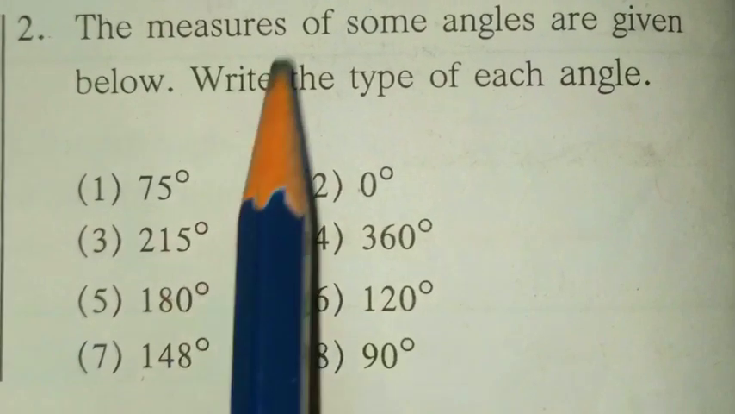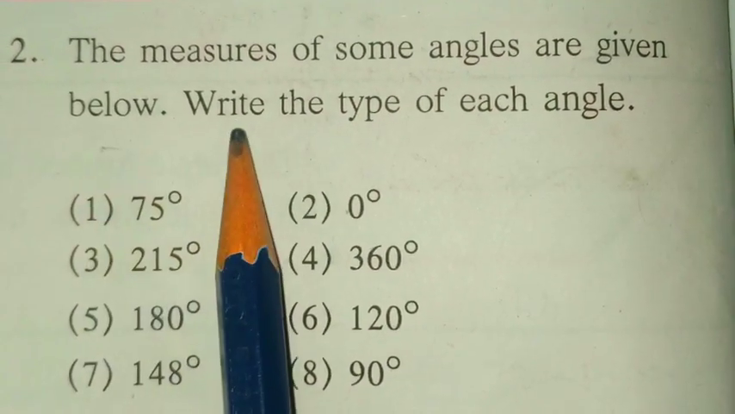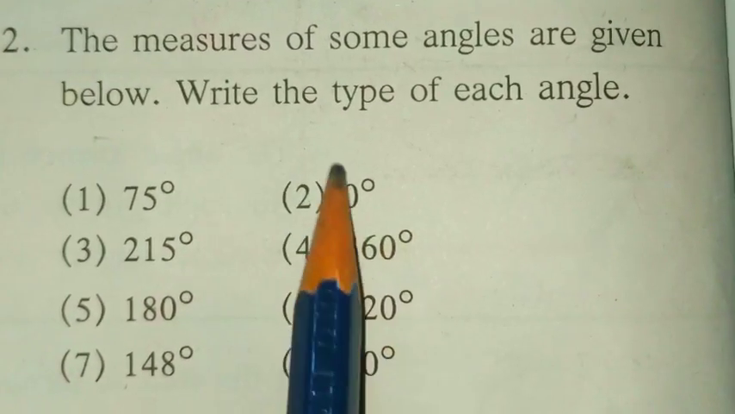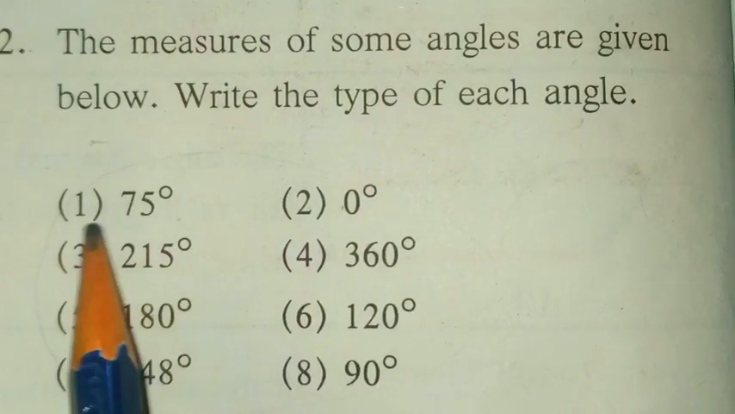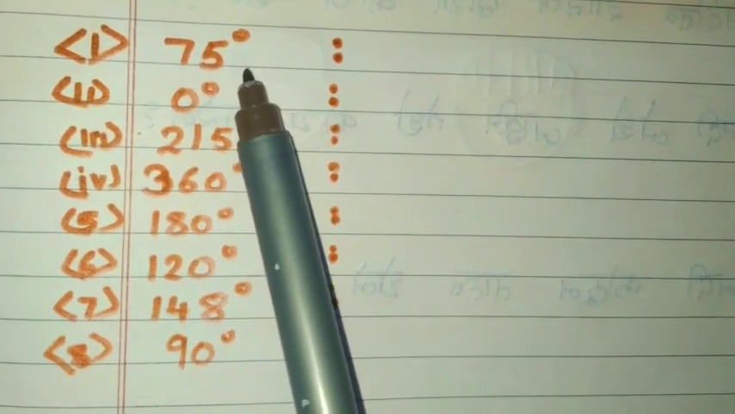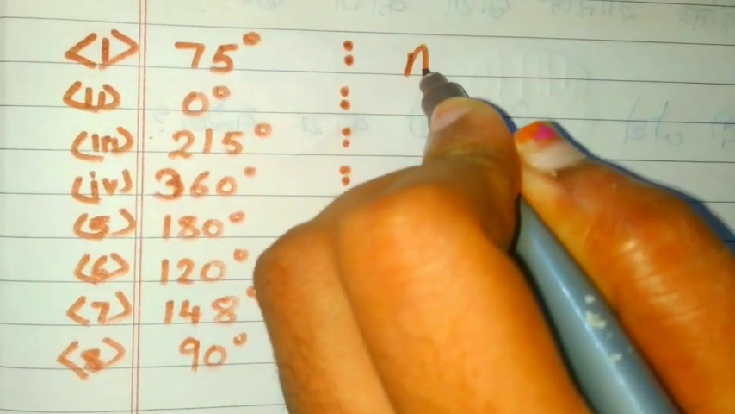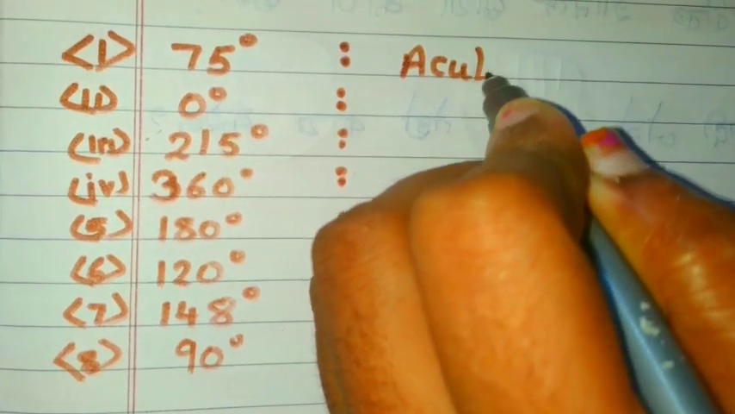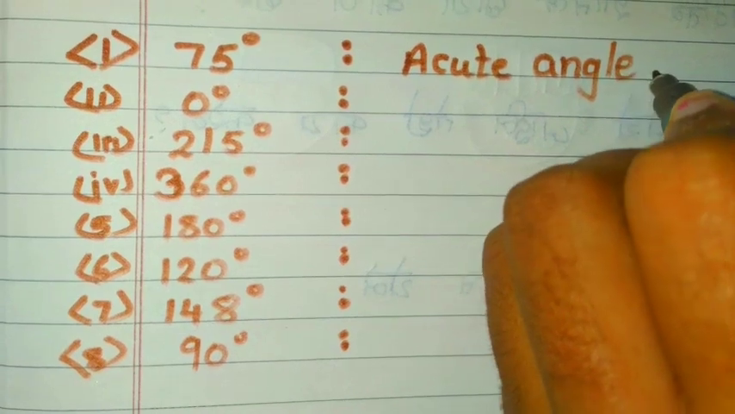Question number 2. The measures of some angles are given below. Write the type of each angle. Here given the angles and write the name of the angle. Now let's solve the question. Question number 1, 75 degree. 75 degree is greater than 0 degree and less than 90 degree. It means this is acute angle. The spelling of acute angle is ACUTE, acute, and ANGLE, acute angle.